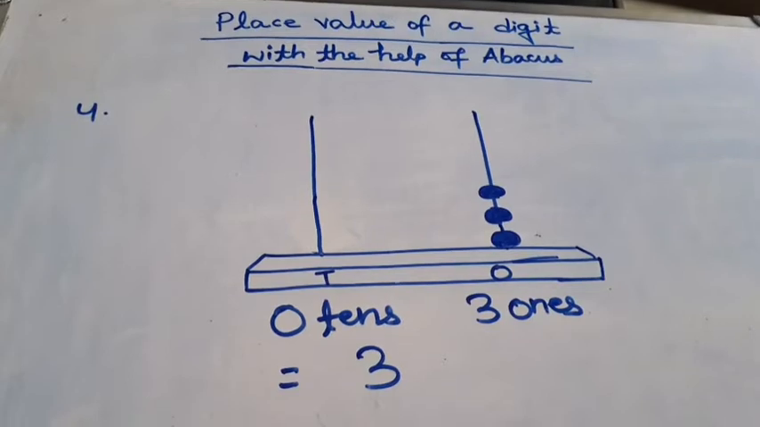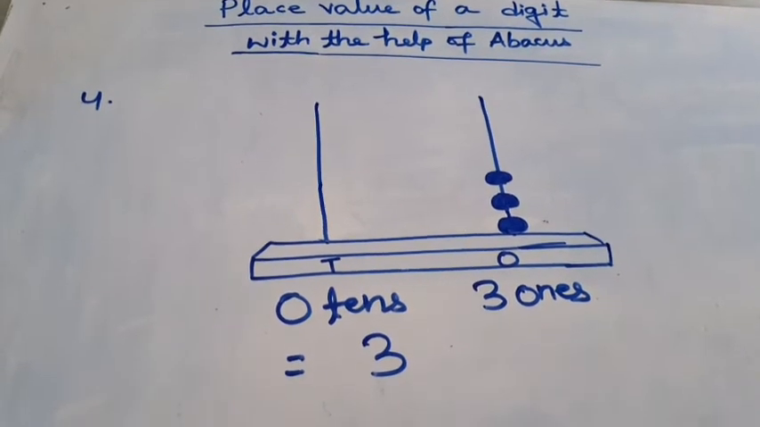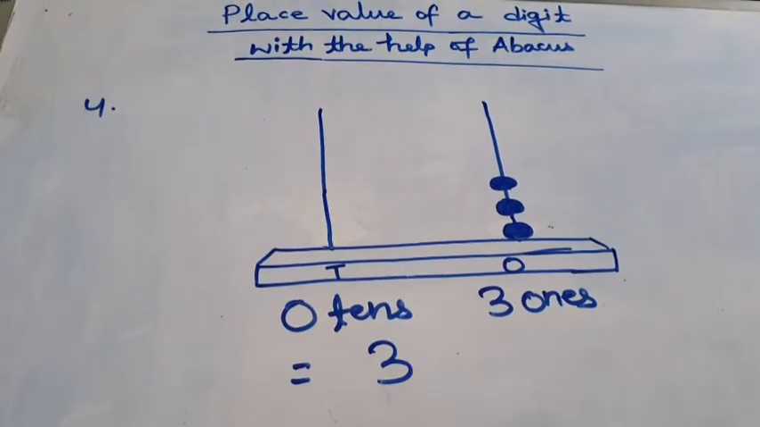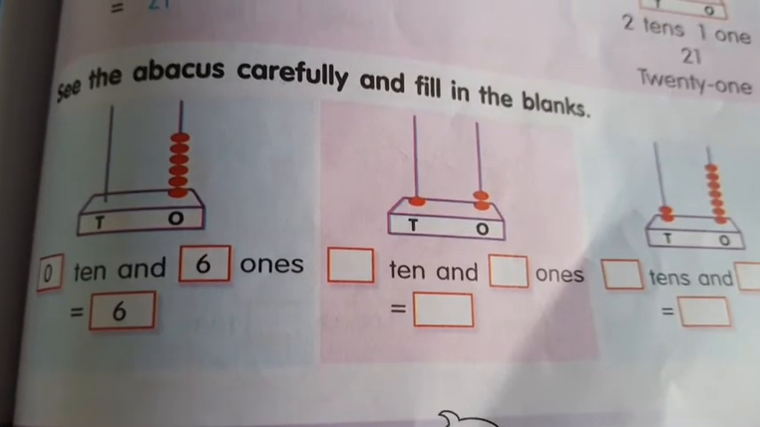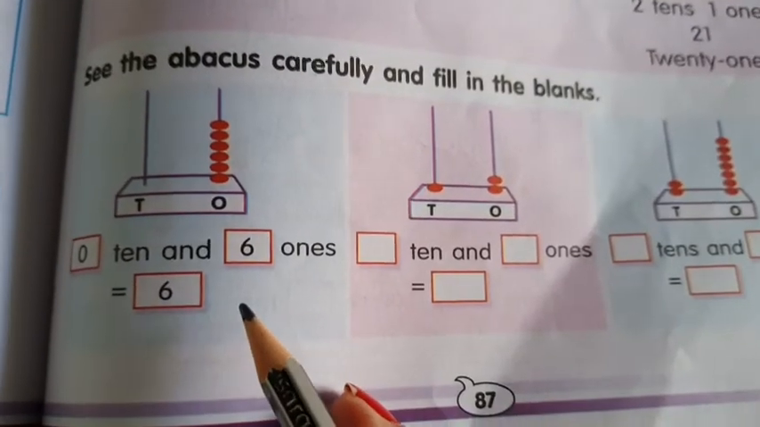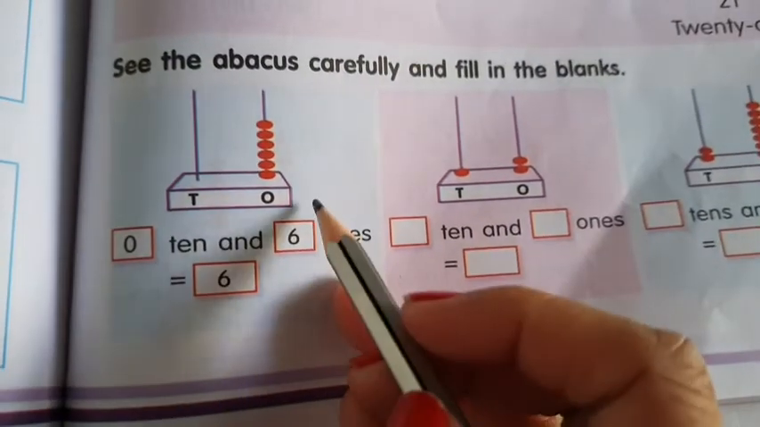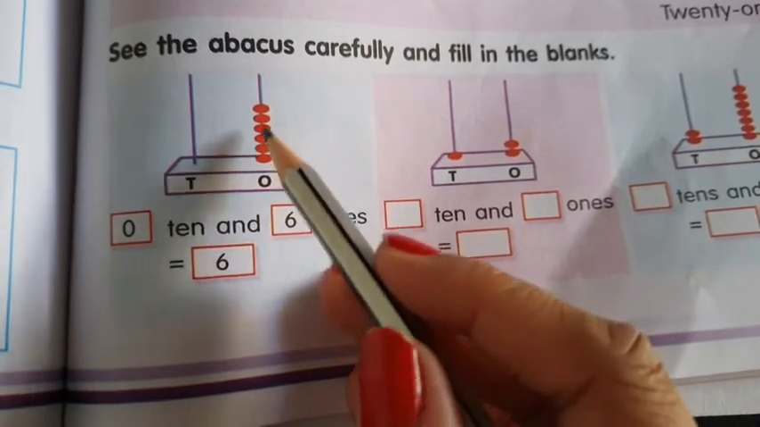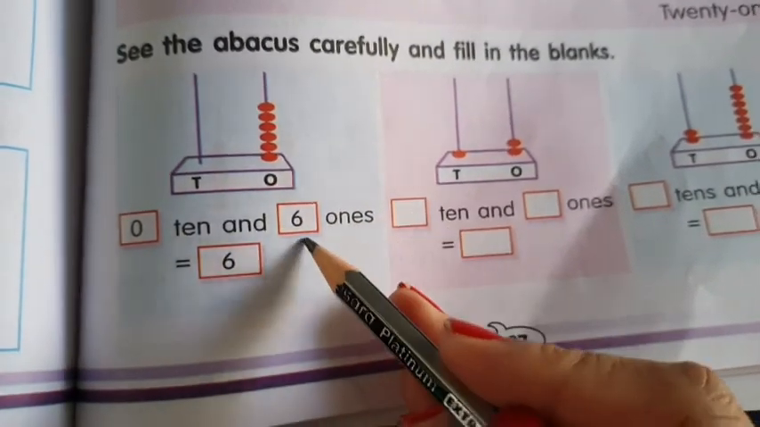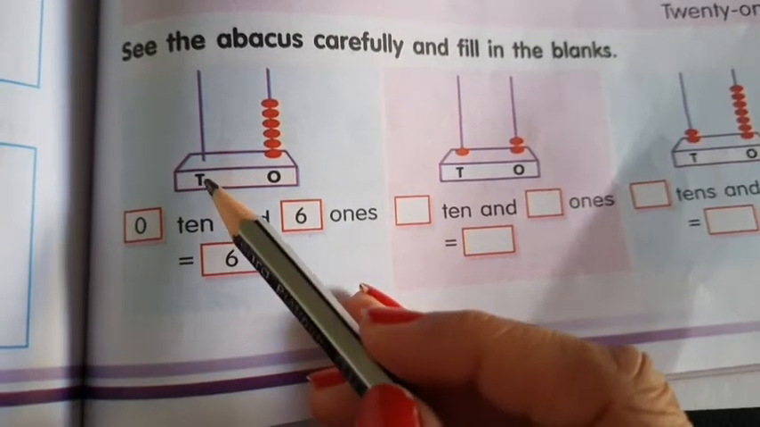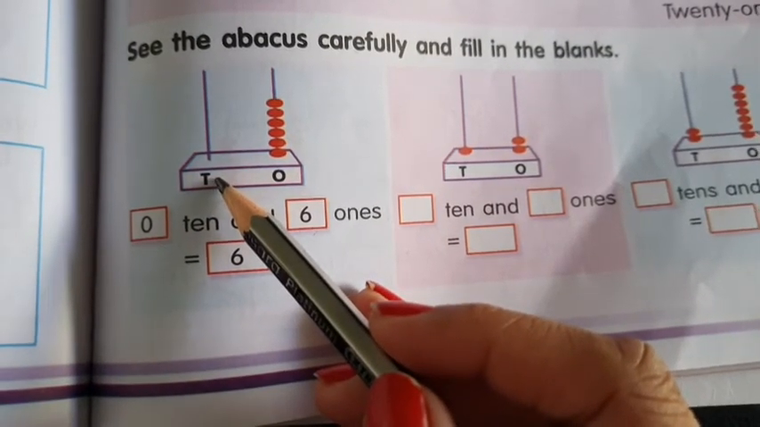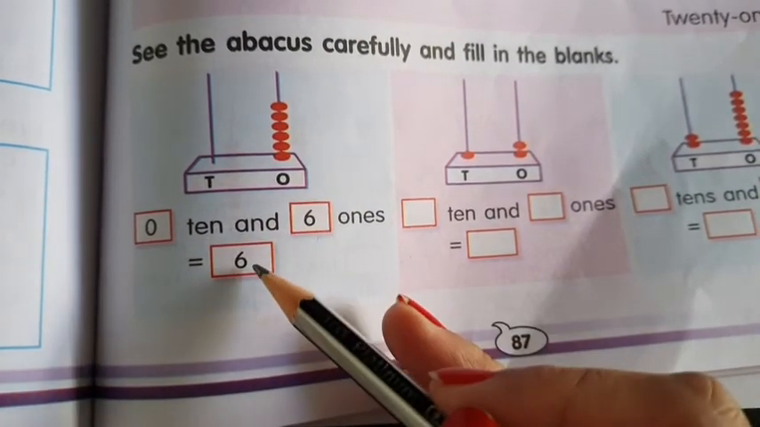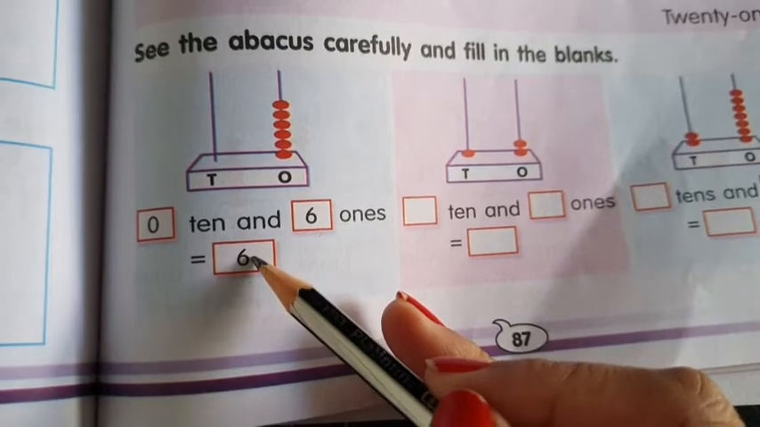Yes? Okay. Now see the exercise questions on page number 87 and 88. Page number 87, the first example, is already done in the book. In the ones vertical rod, you can see there are 6 beads. So this is 6 ones. And in the tens vertical rod, you can see no bead is there. So 0 tens. So we are getting the number 6.